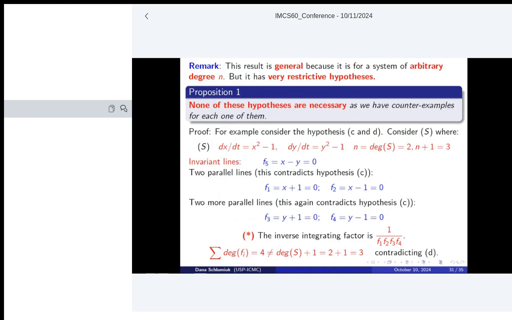The inverse integrating factor turns out to be 1 over f1 to f4, which are the 4 lines. Now, this contradicts hypothesis C, because the two lines f1 and f2 are parallel lines, which means that they intersect at infinity. So we have 3 of the lines that have a point of intersection, which contradicts hypothesis C, and analogously for f3 and f4. We also contradict hypothesis D, because the sum of the degrees of the fi is 4, and it should be only 3, the degree of the system plus 1, which is 2 plus 1. And we also can give another counterexample. So next page, please.